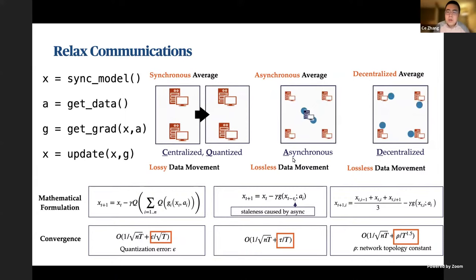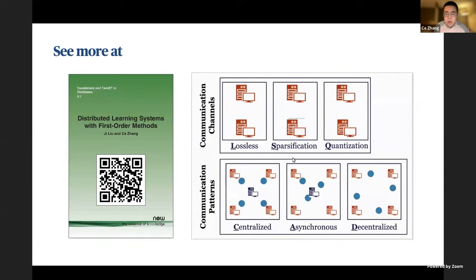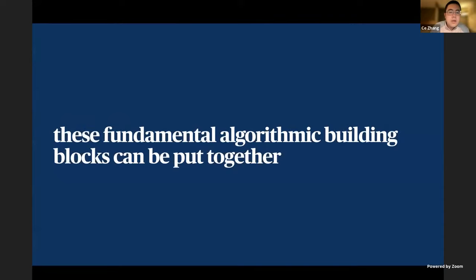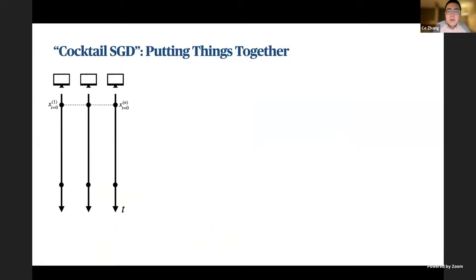There are a lot of things that you can do here. You can also combine each of these fundamental building blocks. We wrote a very small book about it, and if you're interested, you can read more detail here. But what got us really excited recently is we started to realize all those building blocks that the community has been building over the years can be put together to form a single algorithm that does even better. This is one algorithm that we are using now, training many models together.